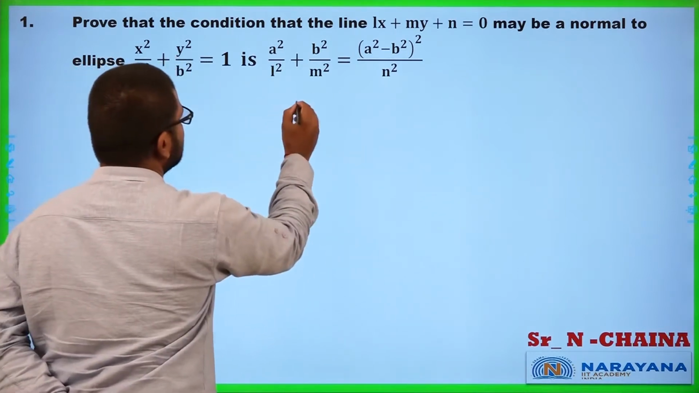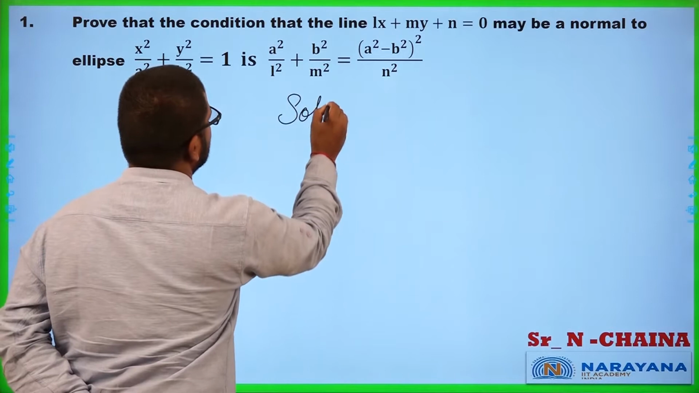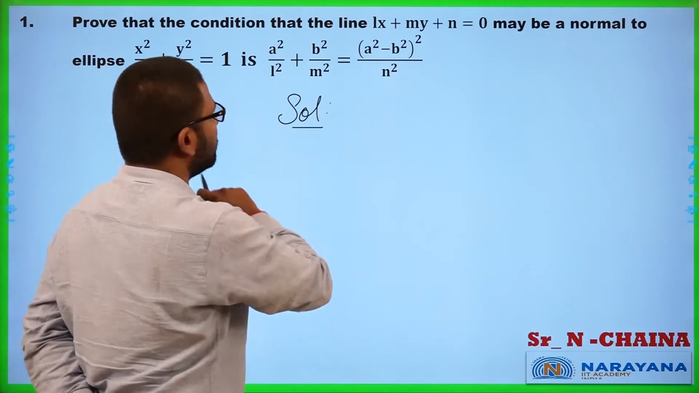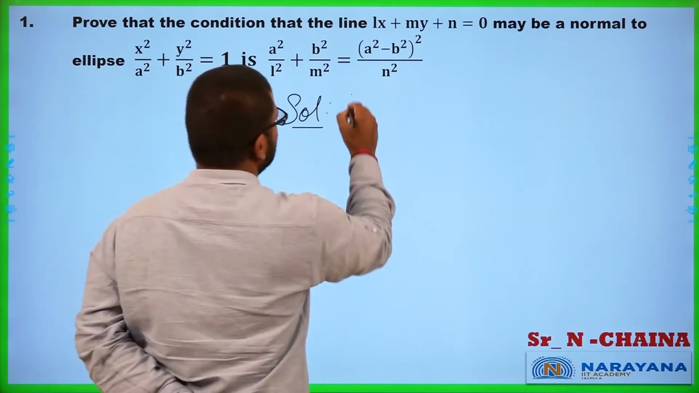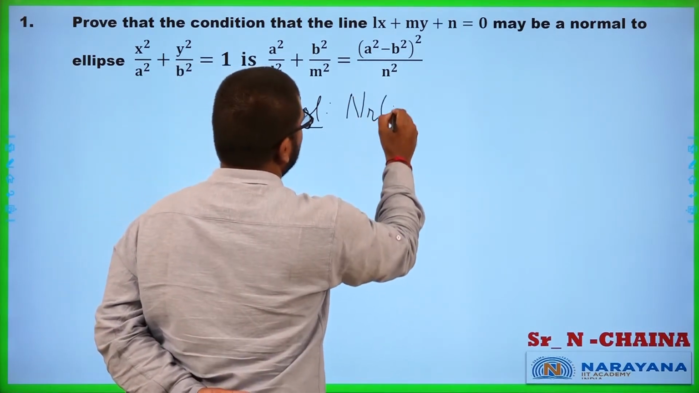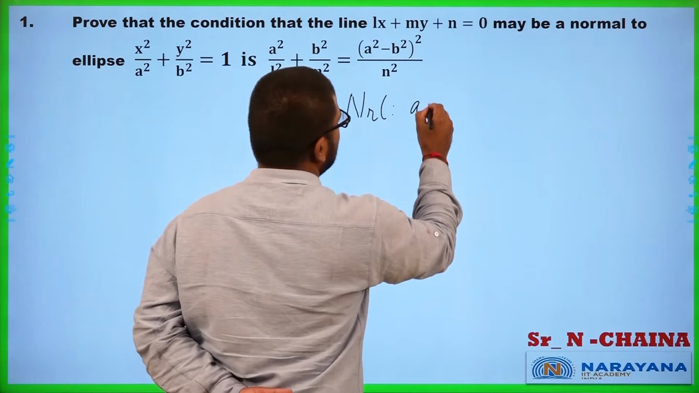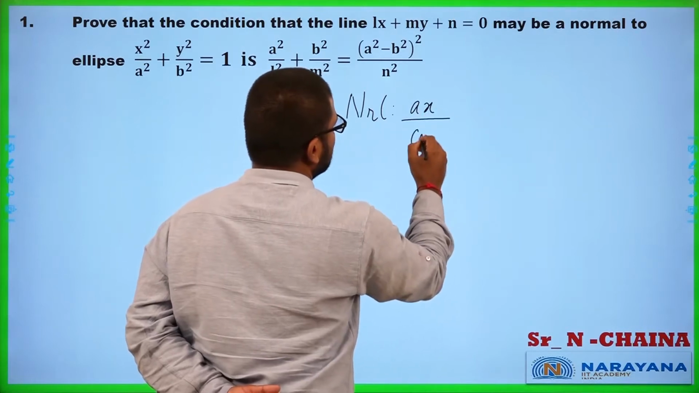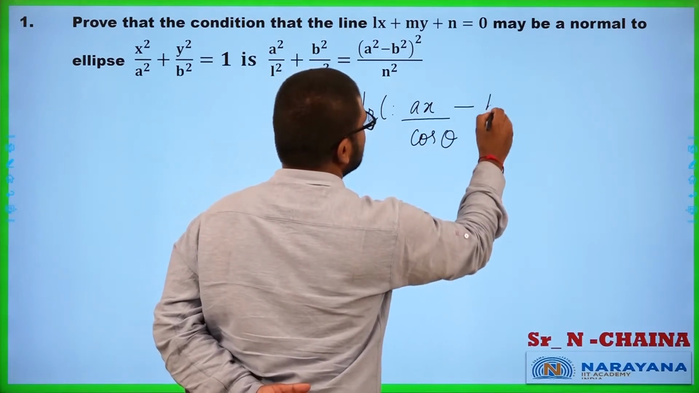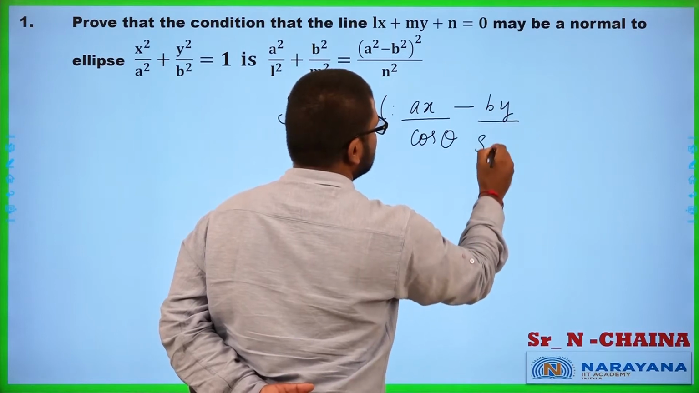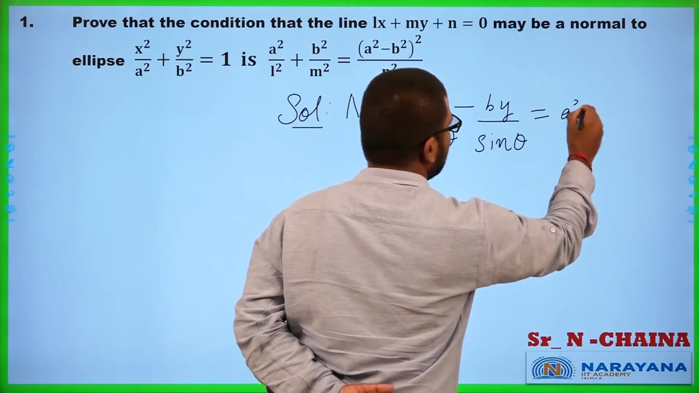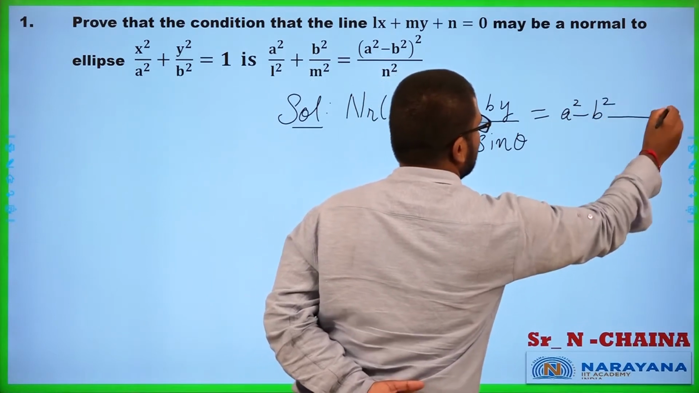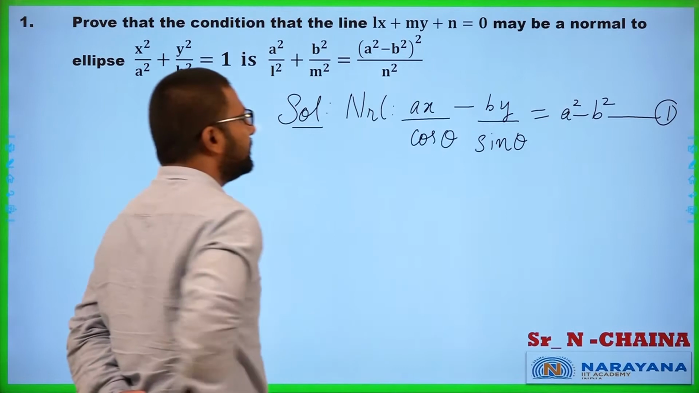Now we know that, let us start with the equation of normal. In this case, let us start with the parametric form. So what is the normal equation in parametric form? Ax by cos theta minus by sin theta equal to a square minus b square. Let us call this equation 1.